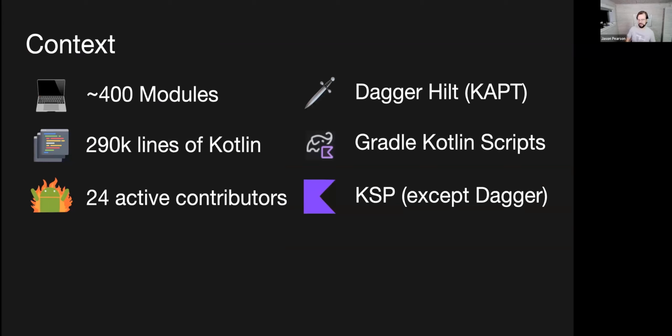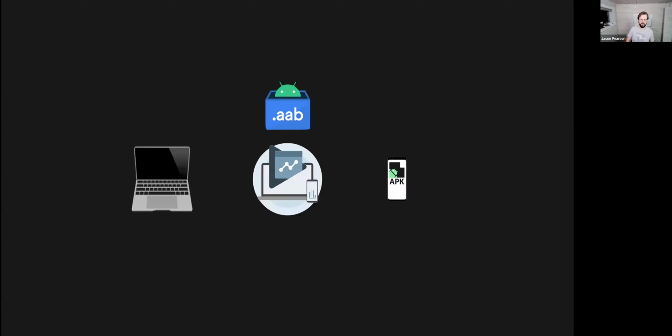The context for the project that I'm talking about, it had 400 modules, 290,000 lines of code, 24 active contributors. We were using Dagger Hilt with kapt. It has since already migrated completely to KSP in the last 2 months, and mostly Gradle Kotlin scripts.